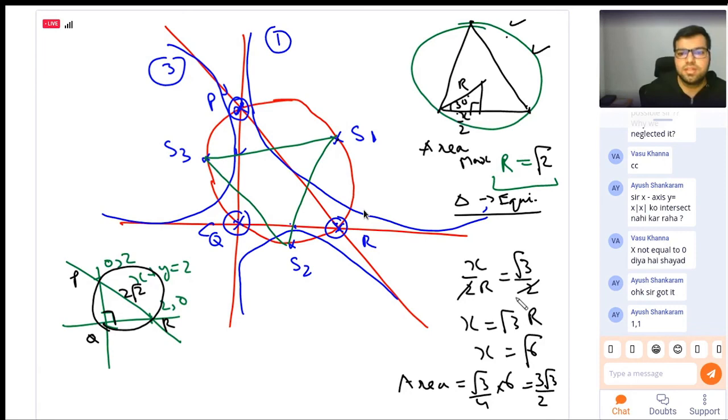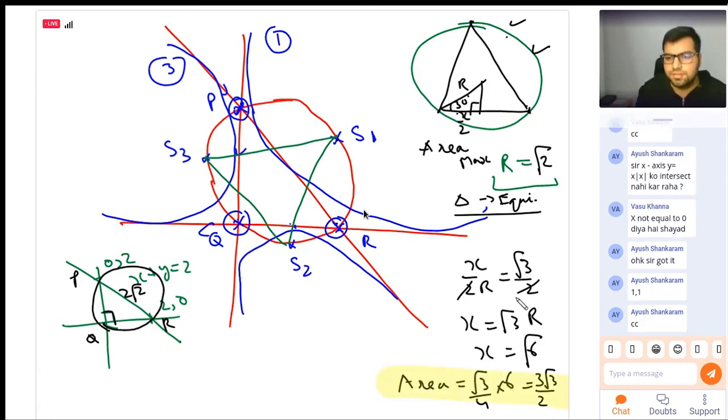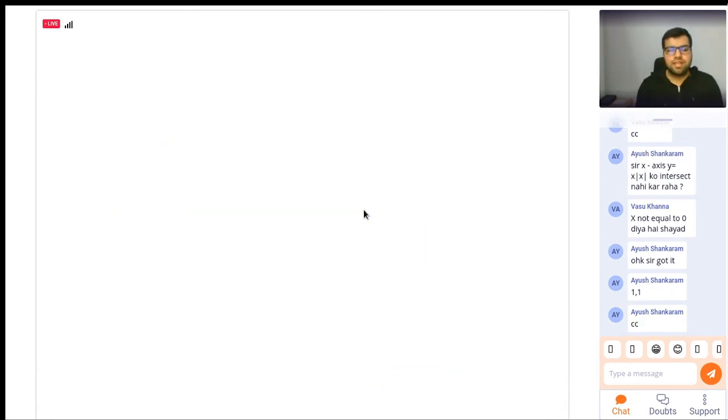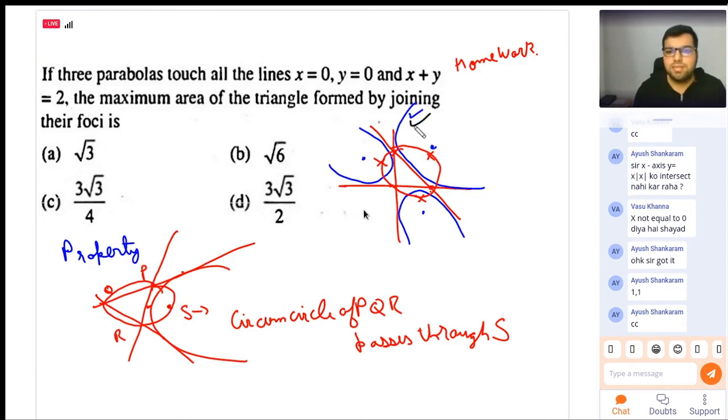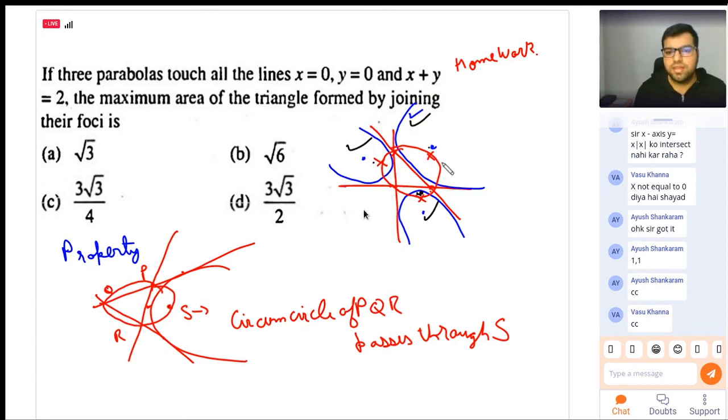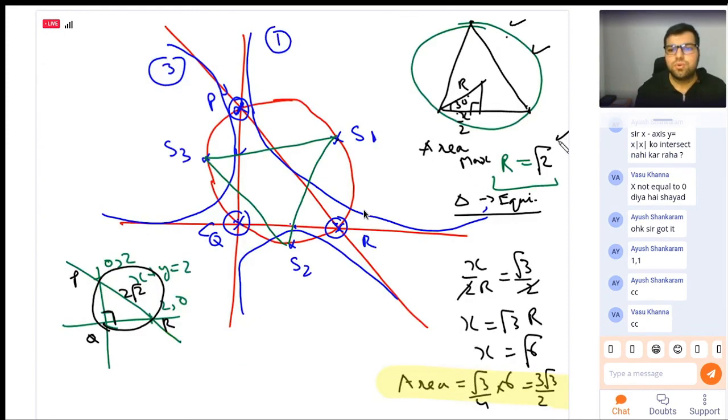Is it clear? Great. Briefly, I'll explain it again. These are the three parabolas, and the focus of these three parabolas lie on the circle. This circle has a constant radius of root 2, and the triangle can be anything. So we've made it an equilateral triangle so that we can maximize its area. And by using simple trigonometry, I got the answer as 3 root 3 by 2.